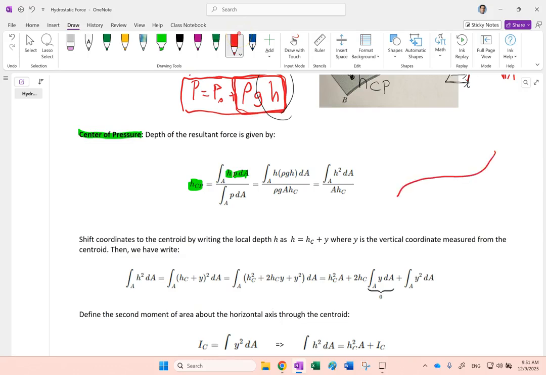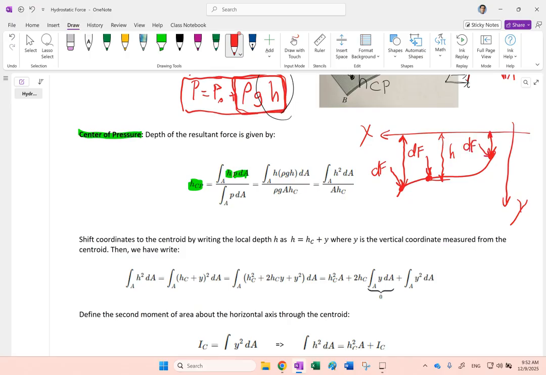So you have this, and let's say this is your x-axis, this is your y-axis. So this force that is acting here, this dF, is acting on a patch that is at height h. But now, if it's here, that is a different h. And if it's here, that is a different h. So you calculate these moments of these forces with respect to the x-axis, the first moment of them.